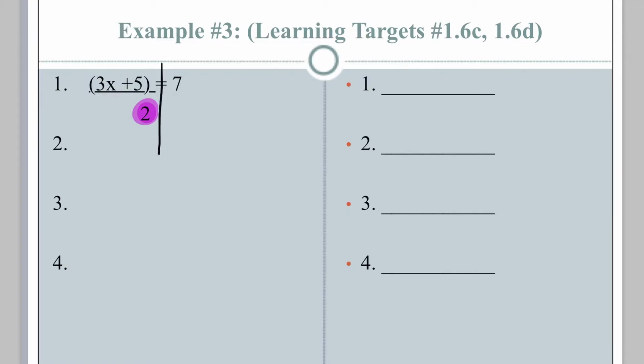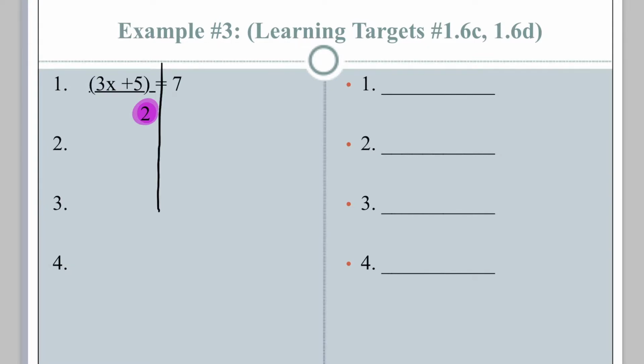And so what I'm going to do is put a line through my equal sign to show that the left side and the right side are separate from each other and that they must maintain equality at all times. So if I do something to the left side of the equation, I need to do that to the right side of the equation, the same operation with the same quantity or same value. So in this case, I have a 2 that is being divided.